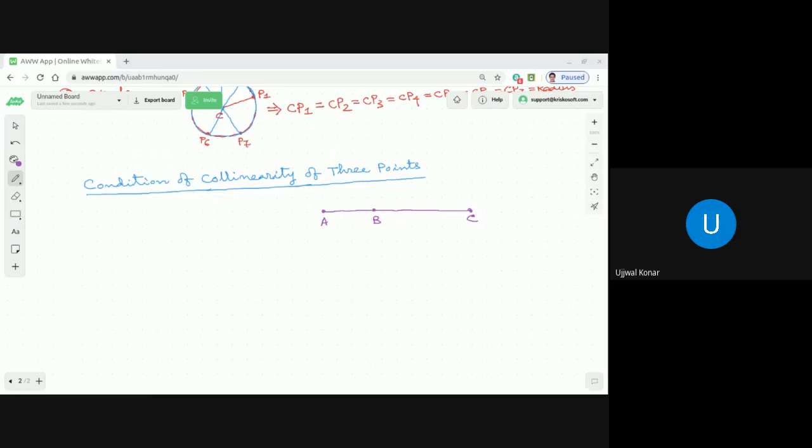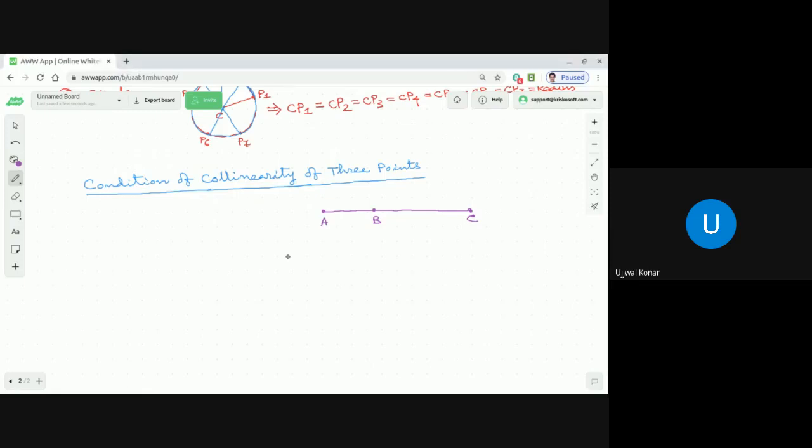We can say they are on the same line or they are collinear; both mean the same thing. The points A, B, C are collinear, or the points A, B, C are on the same line, represent the same phenomenon. They will be collinear if the sum of the lengths of any two line segments is equal to the length of the remaining line segment. That means what?